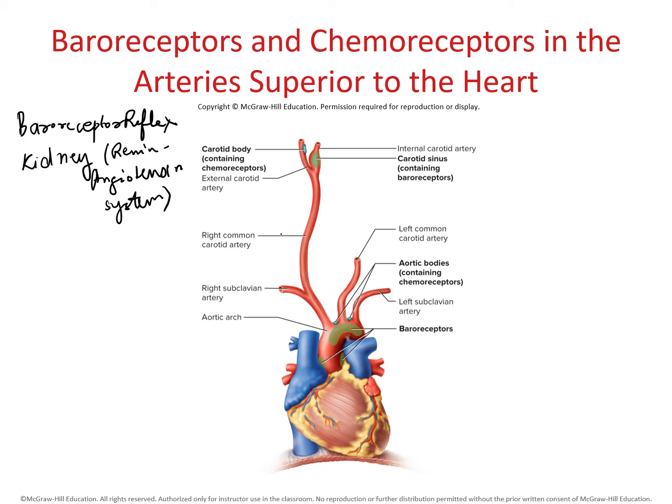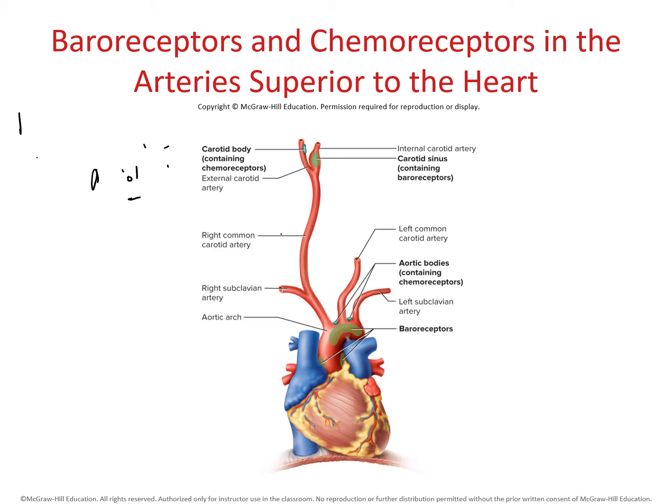Now, the heart itself is a very important structure in sensing any changes to blood pressure, and the sensory receptors are located in two main regions. The first one is this one. On the internal carotid artery, at the junction of the external and internal carotid artery, there are baroreceptors known as the carotid sinus.